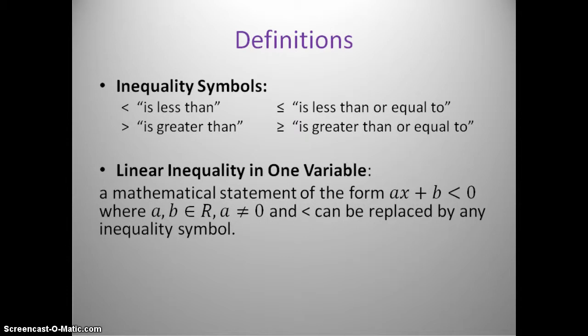Now, if we have a linear inequality in one variable, this is just a statement of the form ax plus b is less than 0, where a and b are real numbers, a is not equal to 0, and this less than can be any of these 4 inequality symbols. So you could replace this with greater than or equal to, or greater than, and it gives you just a different inequality.